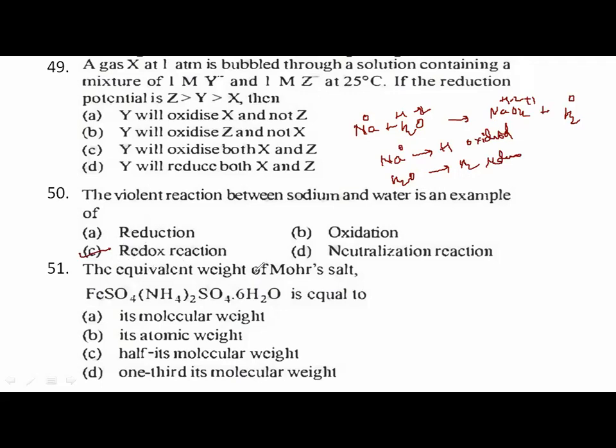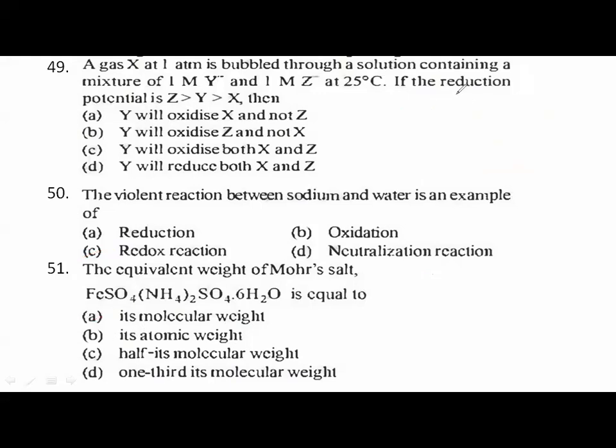Redox reaction. The equivalent weight of Mohr's salt, FeSO4, (NH4)2SO4, 6H2O. The equivalent weight is equal to what? When this reaction occurs, FeSO4 will be oxidized to Fe2(SO4)3. So the change in oxidation state is by 1. They have asked for the equivalent weight of Mohr's salt. Therefore, when there is a change in oxidation state by 1, the equivalent weight of Mohr's salt will be molecular weight upon 1, so it will be its molecular weight only.